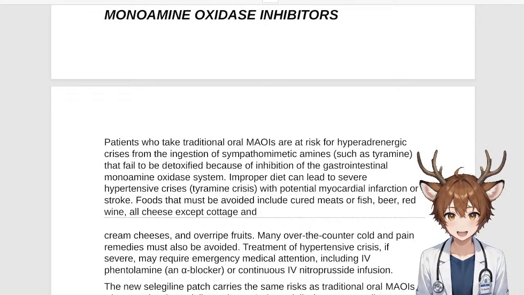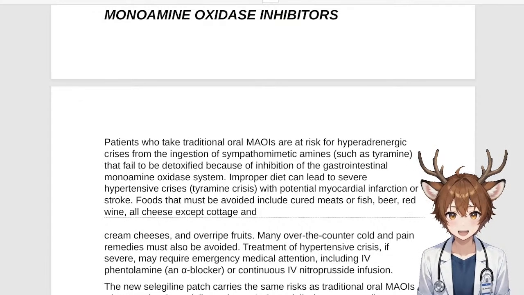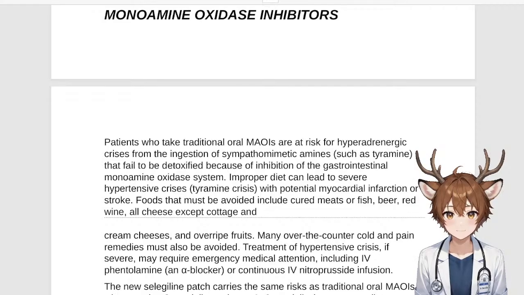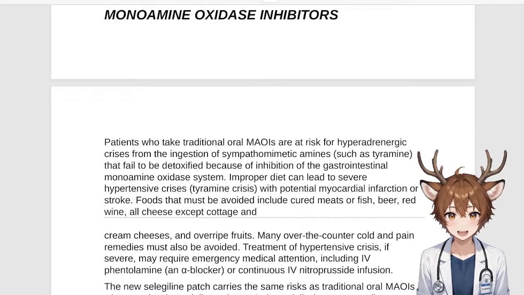The meats and wines and cheese. Many over-the-counter cold and pain remedies must also be avoided.